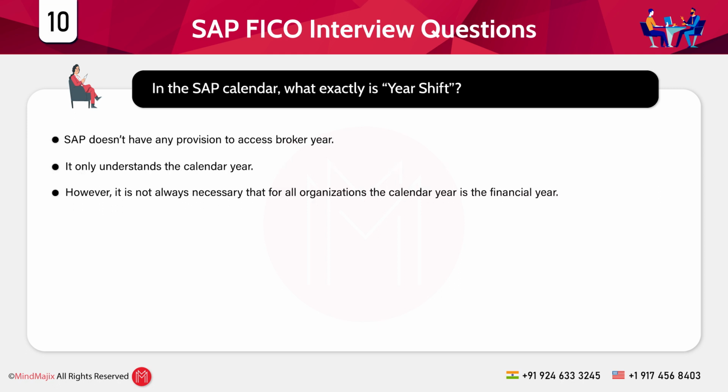The next question is, in the SAP calendar, what exactly is the year shift? SAP doesn't have any provision to access the broken year. It only understands the calendar year. However, it is not always the case that for all organizations the calendar year is the financial year. There is often a need to change months, so they need to be added or removed. This can be easily done in SAP, and the same procedure is known as the year shift.